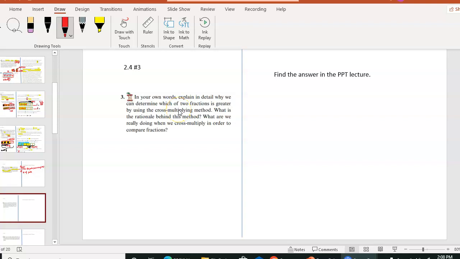Section 2.4, homework problem number 3. Explain in detail why we can determine which of the two fractions is greater by using the cross multiplying.